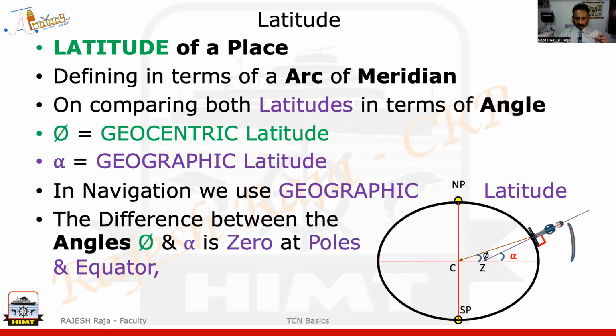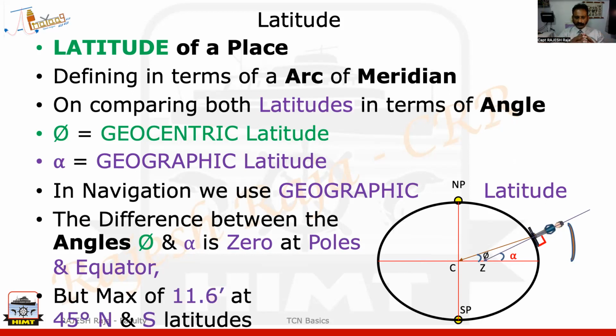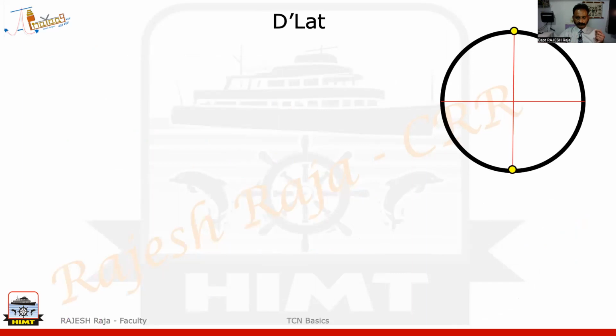Okay. So this difference, please remember, if I put a man exactly at the equator and exactly at the poles, there is no difference between theta and alpha, they are the same. But when you go around 45 degrees north or south, there's a difference of around 11.6 minutes. So this is only for your general knowledge. You're not going to do anything practically in terms of your usage in chart or your navigation, but just remember, okay? So we saw two definitions, geocentric and geographic. Geographic is more important for us.